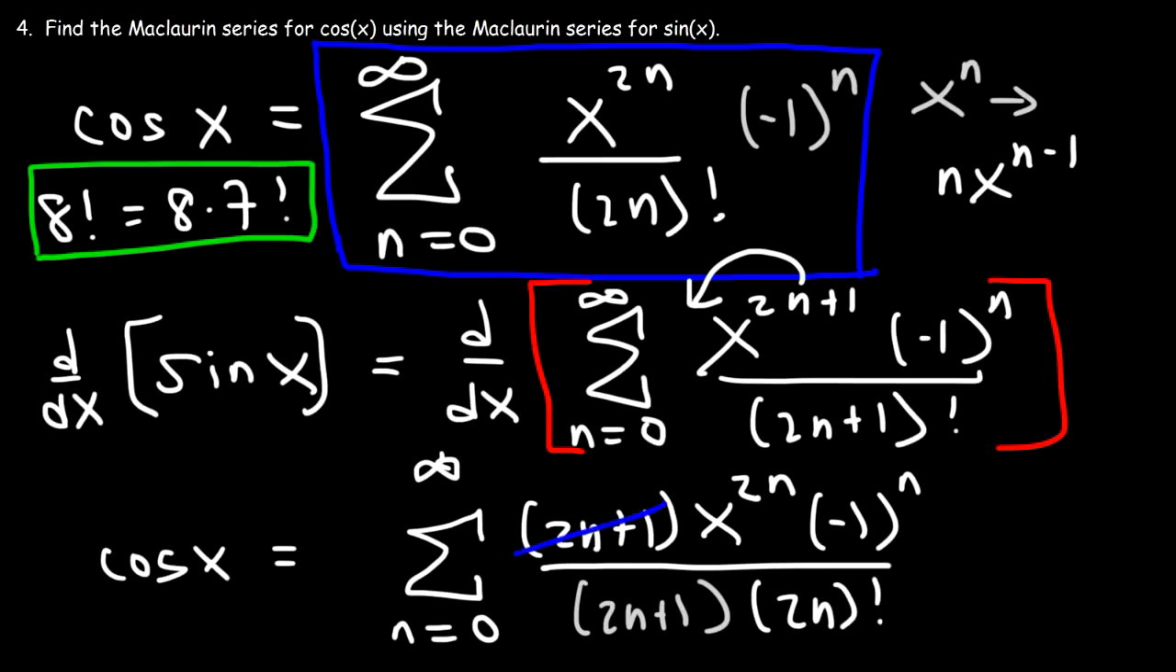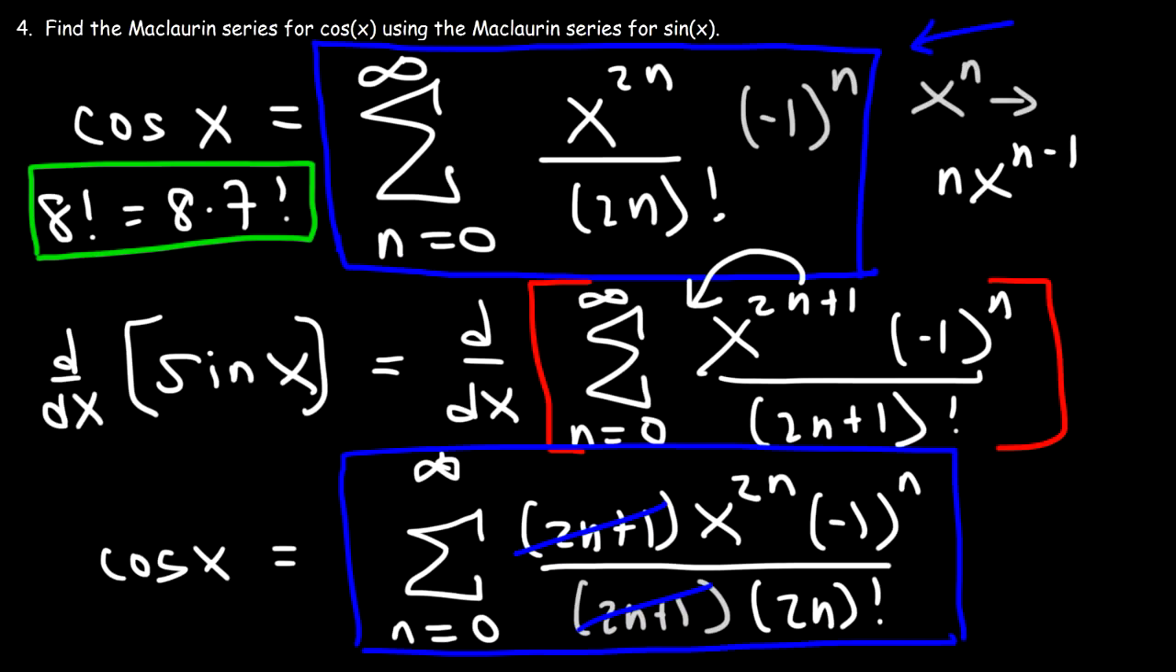Now we can cancel 2n plus 1. And this gives us this answer, as you can see. So that's the second way to get the Maclaurin series for cosine x.